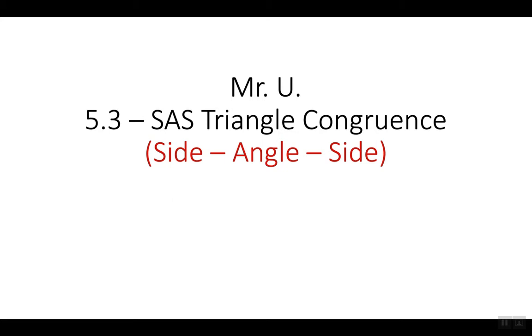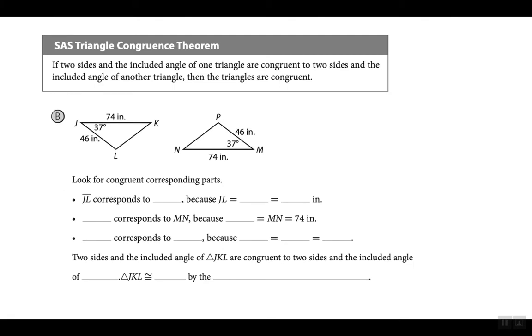Lado, ángulo, lado. Alright, so last class we went over ASA triangle congruence, which was angle, side, angle. In this class, it's going to be the same exact thing, except instead of angle, side, angle, it's SAS, which is side, angle, side. Okay, the side, angle, side triangle congruence theorem.